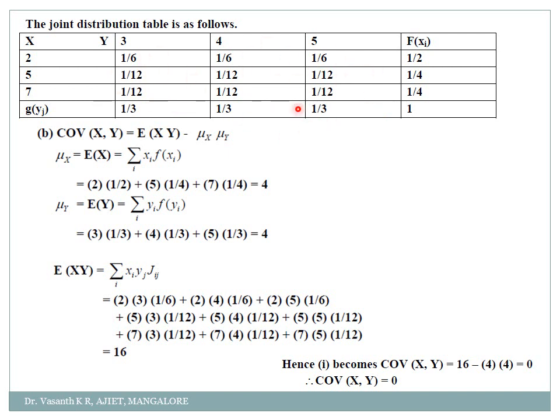Okay. Then they had asked me to find out covariance of xy. Covariance of xy is equal to expectation of xy minus expectation of x into expectation of y. First I will find out expectation of x. Summation xi into f of xi, do that. See, this and all you can do by yourself. I will not explain it. I will just leave it for you so that you can copy the answer if you want.